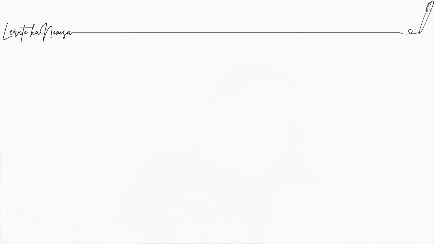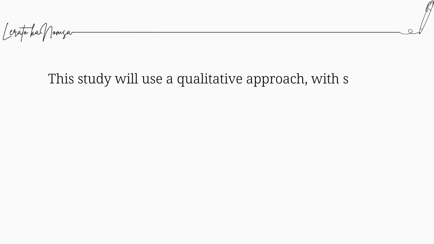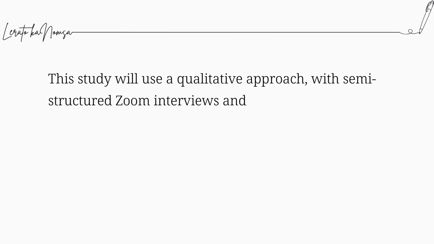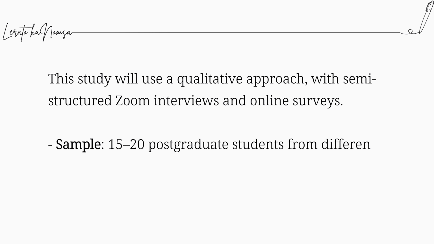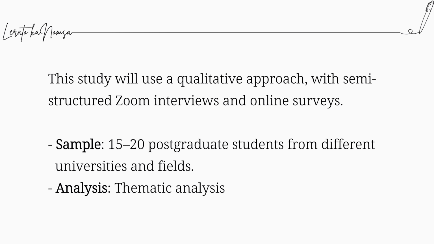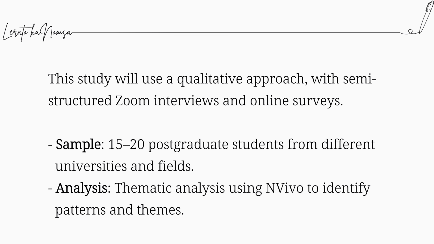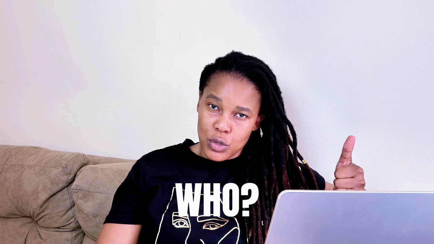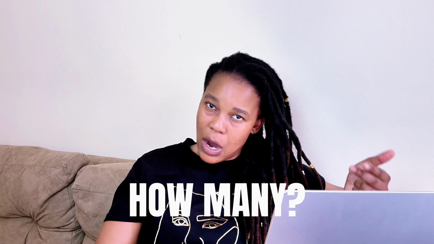So the example here could be, this study will use a qualitative approach with semi-structured Zoom interviews and online surveys. The sampling that you are looking at could be 15 to 20 postgraduates from different universities and fields. Thematic analysis using NVivo to identify patterns and themes. Basically here, what you need to think of is who you're going to talk to, how you're going to talk to them, how many people are you looking at or thinking about talking to.